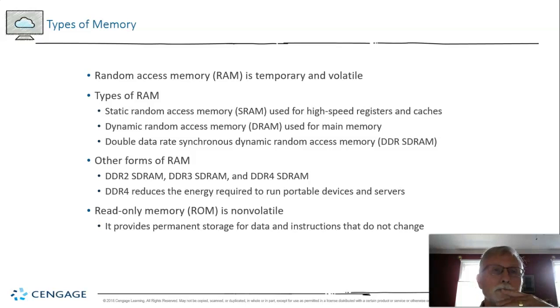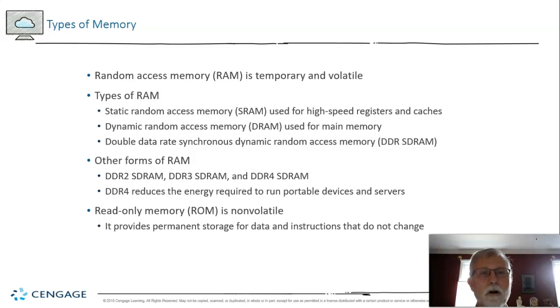Now, what types of RAM are there? There is static RAM, which is used for high-speed registers and caches. There is dynamic RAM, which is basically used for main memory. Sometimes you get double data rate synchronous dynamic random access memory, but it's basically just faster RAM.